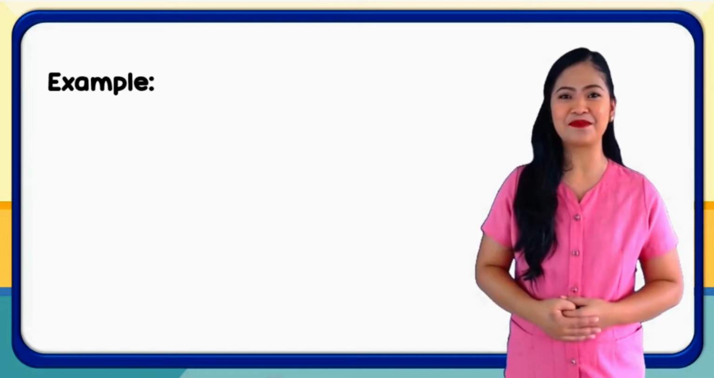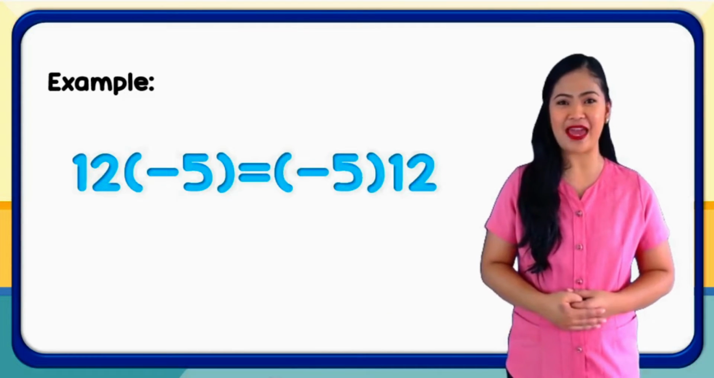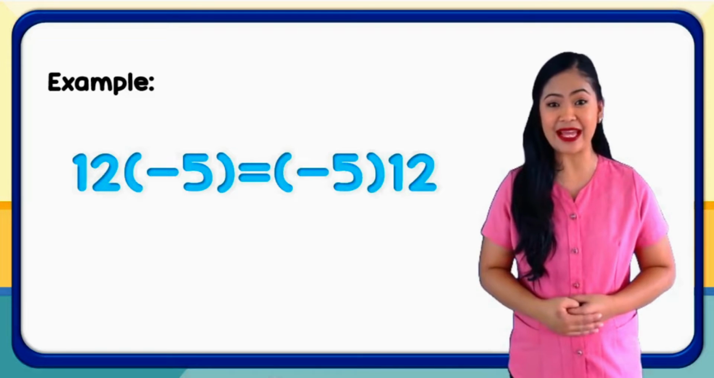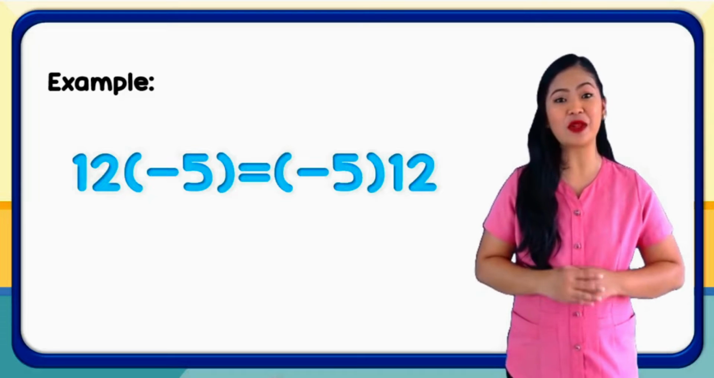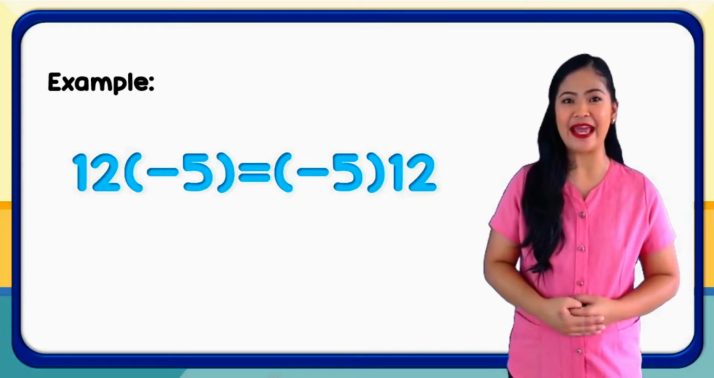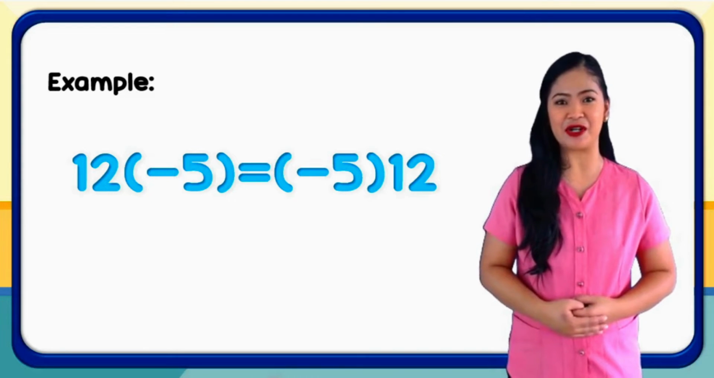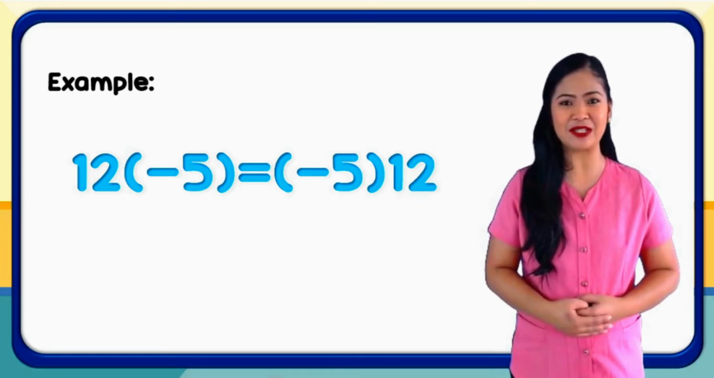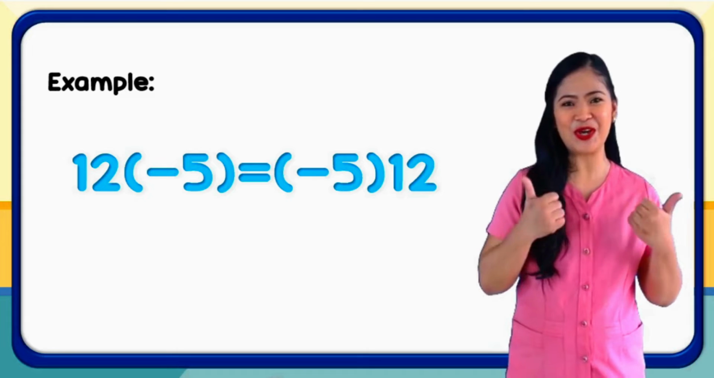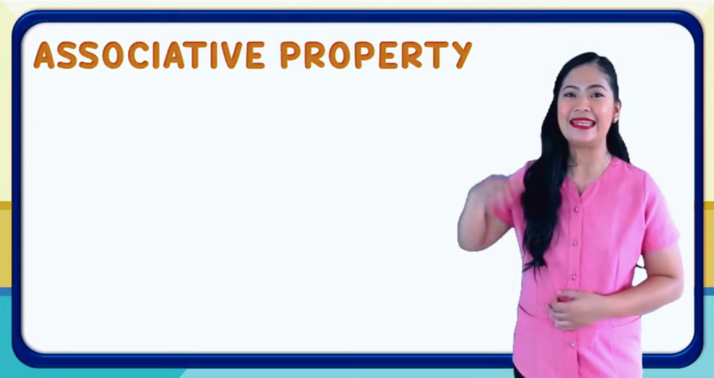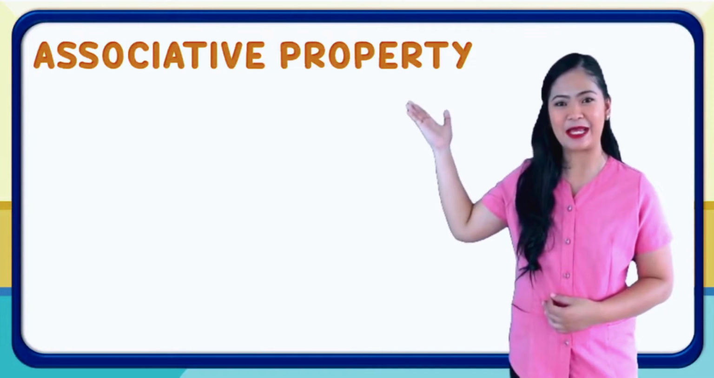For example, 12 times negative 5 is equal to negative 5 times 12. No matter what order the factors are, it will not affect the answer. Both will result to negative 60. Get it? Good. Now, let us have the third property, which is the associative property.